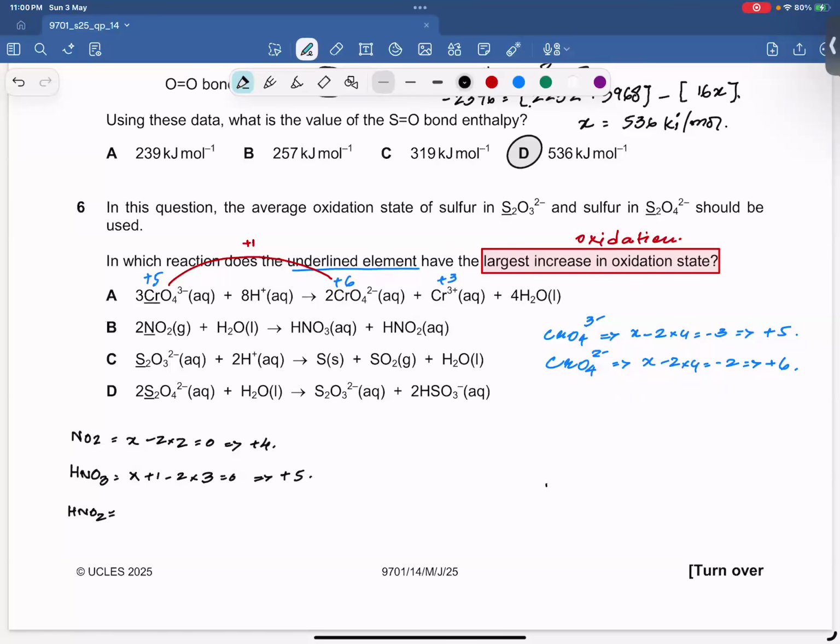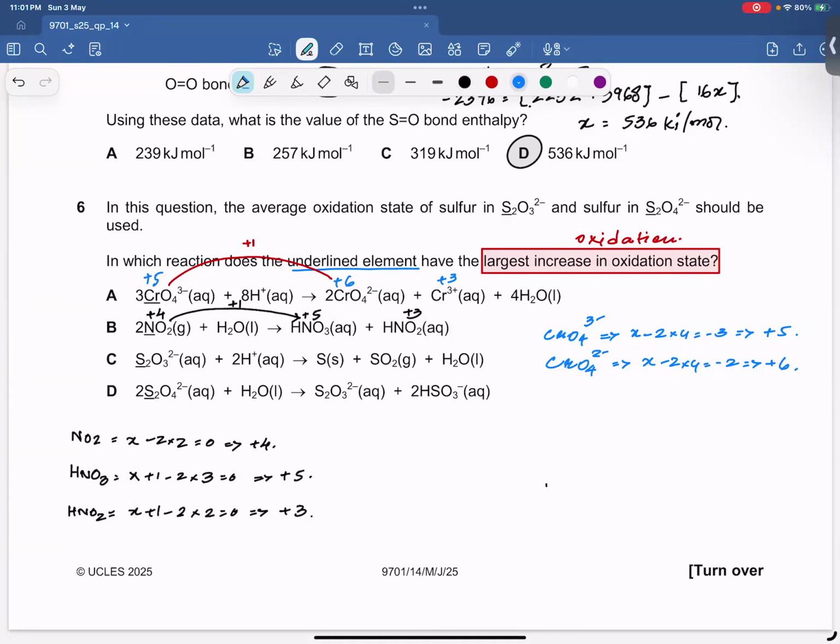HNO2, nitrogen is X, hydrogen is +1, oxygen is -2 into 2 equals 0 because the molecule is neutral. So the oxidation state is going to be +3. So this is +4, this is +5, and this is +3. Again, I'm going to check only the increase in oxidation state. This one from +4 to +5 means the only change that increases is +1. So the change in oxidation state is going to be +1.